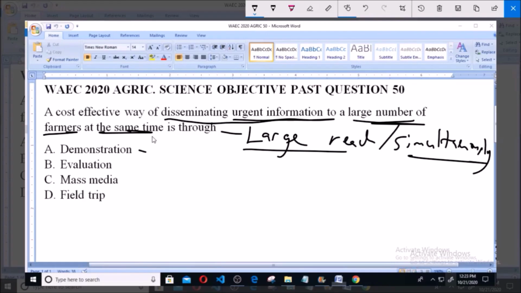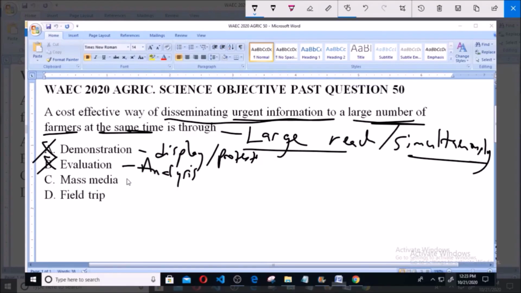Now option A says demonstration. Demonstration basically is a form of display, or could even be used to define protests. So this cannot be used to disseminate information to a large number of people at the same time, so it is not the answer. Now evaluation basically refers to analysis, and it has nothing to do with disseminating urgent information.